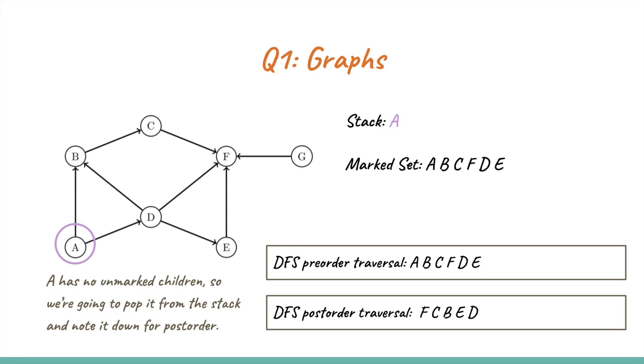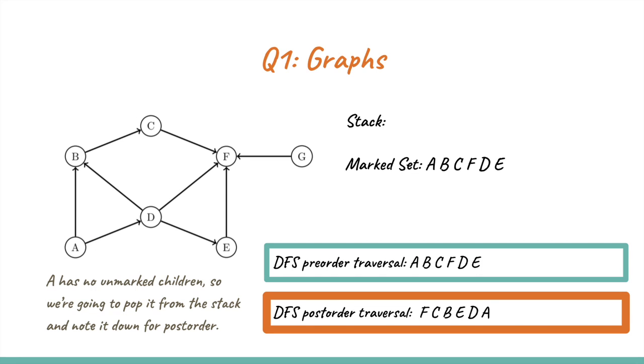And now we're back at A again, but all of its children are marked, so we add it to post order. And now we are left with an empty stack, so we are done traversing.